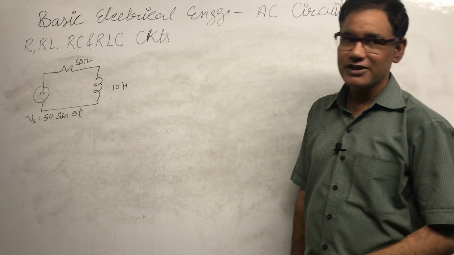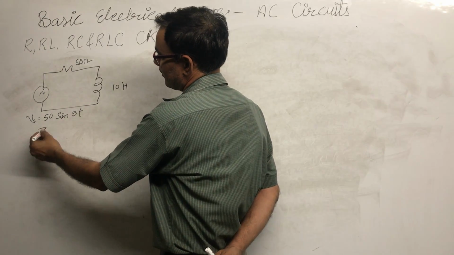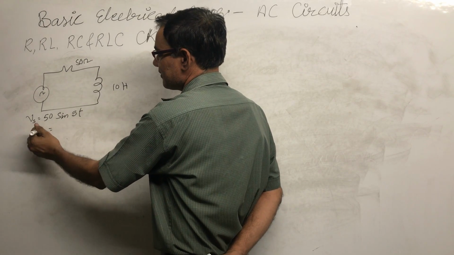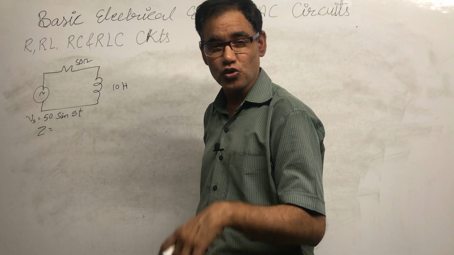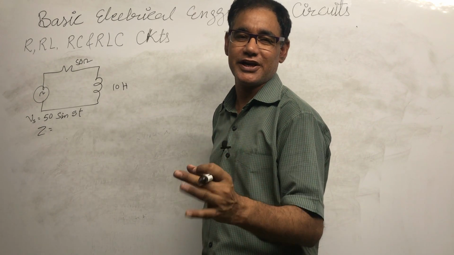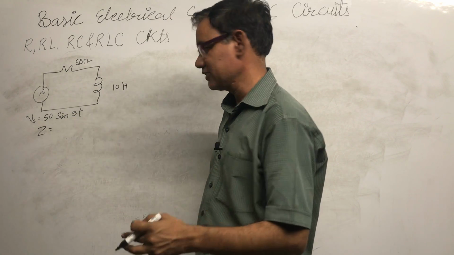Okay, the example is like this. Then what is the value of Z? Z means impedance of the circuit. Impedance means the total resistance offered by the AC circuit, which has resistance and inductance.